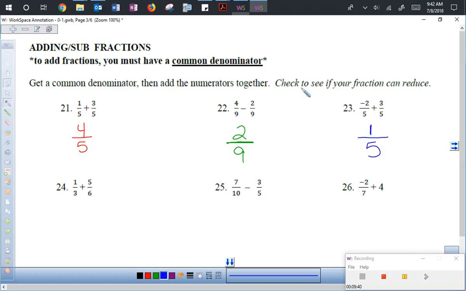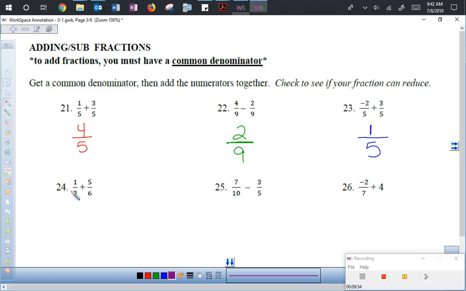Finally, before you move on, check to see if your fraction can reduce. 1 over 5 is fully reduced. On number 24, I have 1/3 plus 5 over 6. Now, those do not have a common denominator, so what I need to do is make them have a common denominator. So I'm going to look at the denominators of 3 and 6, and the first thing I want to check is if one denominator can go into the other.